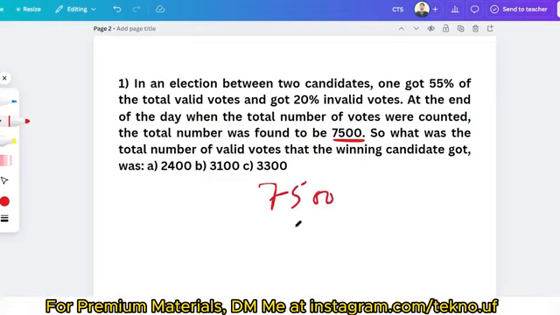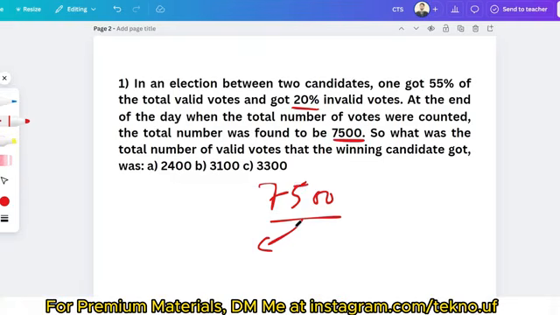And one candidate got 55% of the total valid vote. So we have to find what the total number of valid votes is, right? If there were 20% invalid votes, then obviously 80% is the valid vote, right? So 80% of this count is what?